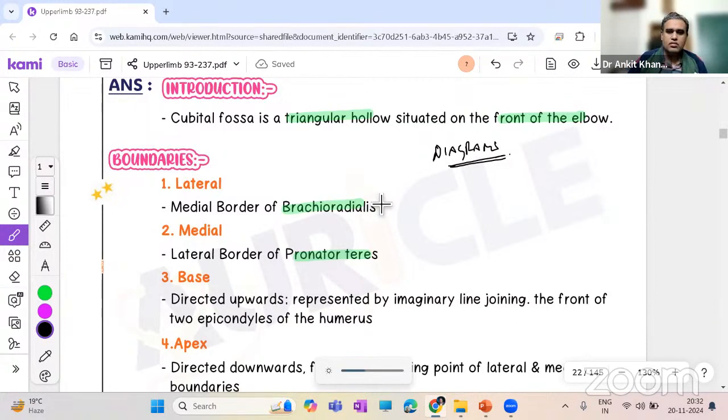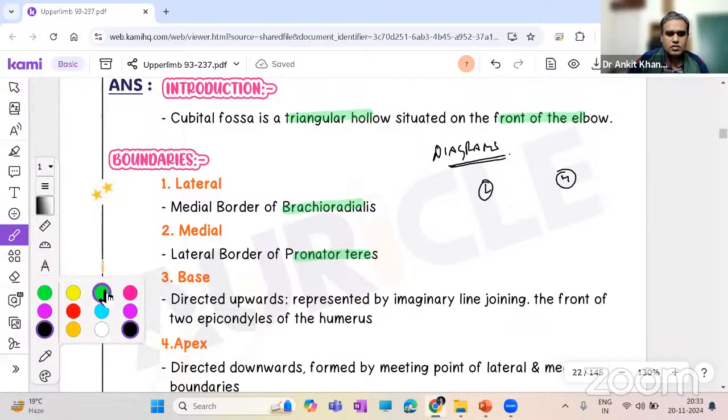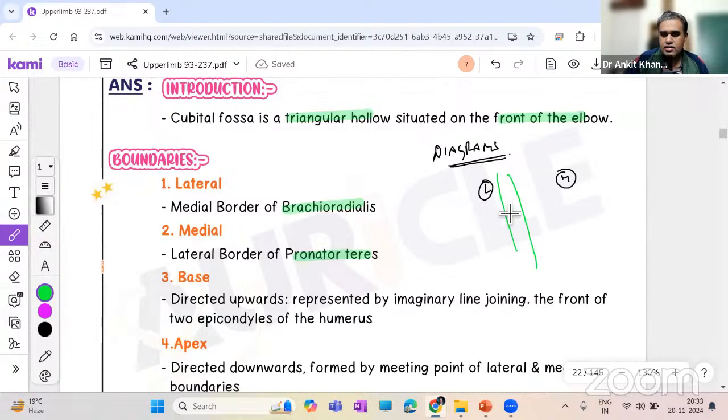Okay, so base, what's base? So see, suppose I'm trying to make a cubital fossa over here. Suppose this is the lateral side, that is the medial side. So here laterally you will have a muscle that is known as the brachioradialis. The muscle is coming around like this, brachioradialis. I'm writing B and R over here. And in the medial aspect, you have another muscle that is coming out, that is PT, pronator teres. So this is the lateral border of the cubital fossa, that is the medial border of the cubital fossa. But now it's a triangle area, right?